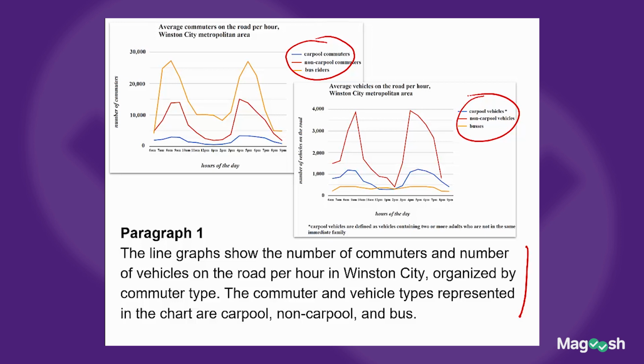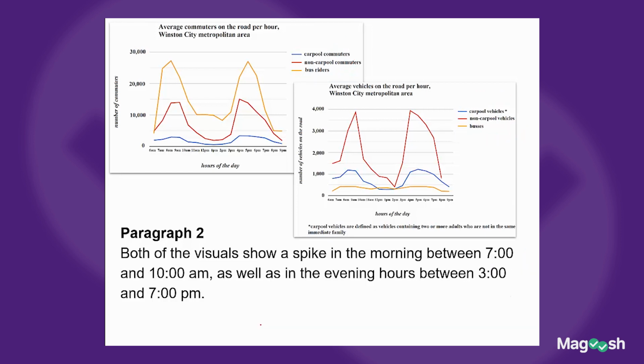Okay, so again, consolidating things. The commuter and vehicle types are consolidated into one set of definitions, right? There are carpool commuters and vehicles, non-carpool commuters and vehicles, and a busing category. All right, so pulling it all together and describing the line graphs efficiently as we suggested at the beginning of this lesson, let's look at paragraph 2.